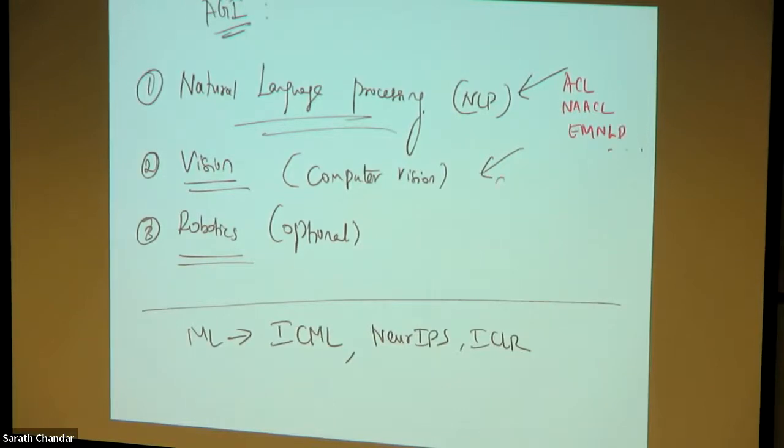For vision, you have CVPR, ICCV, ECCV, and a bunch of other conferences. For robotics, I think you have conferences like RSS, ICRA. There is a conference on robotics with machine learning, the Conference on Robot Learning, CoRL, and so on. So these are places for you to look at to know what are the most recent progress in these topics.